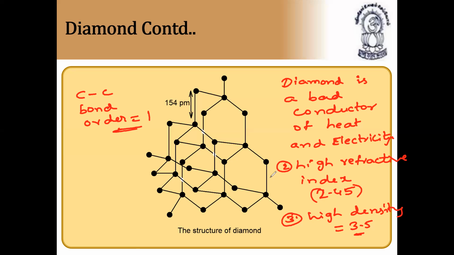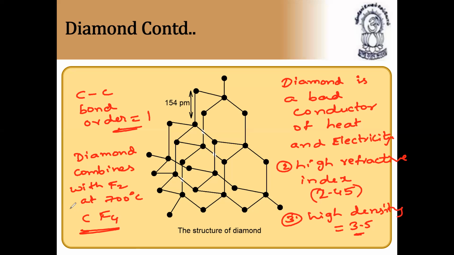These are the main points about diamond. And diamond reacts with fluorine at 700 degrees C to form CF4, carbon tetrafluoride. These are the main points about diamond. So please make a note of it.